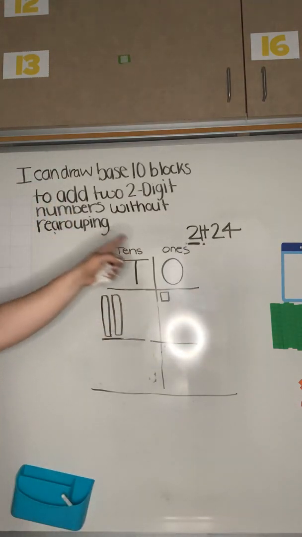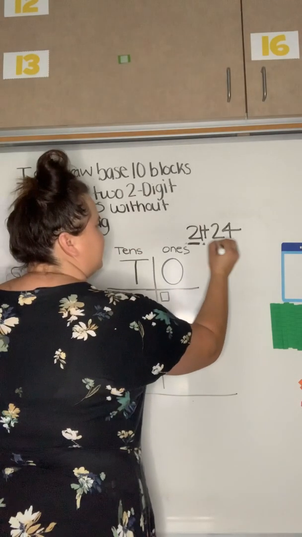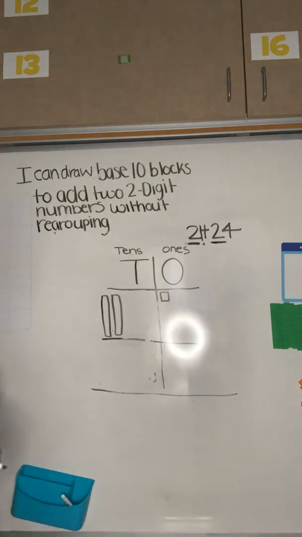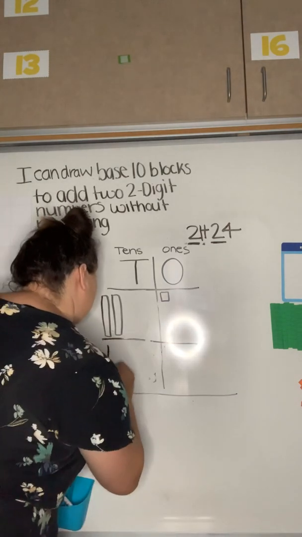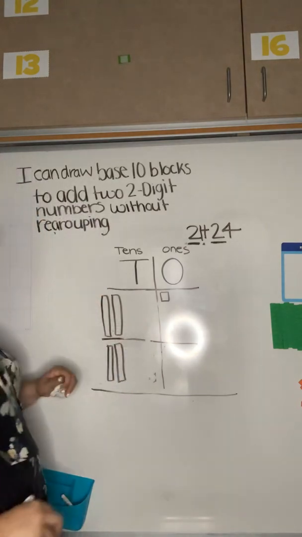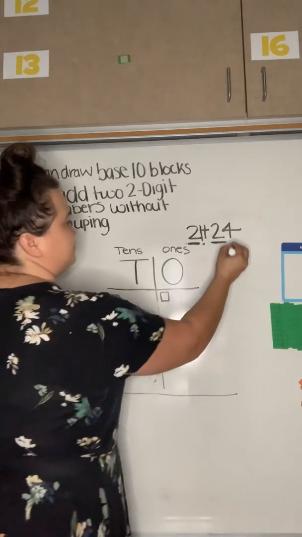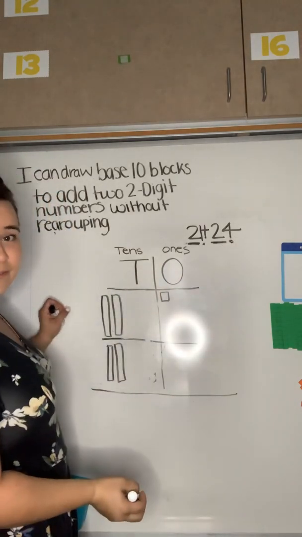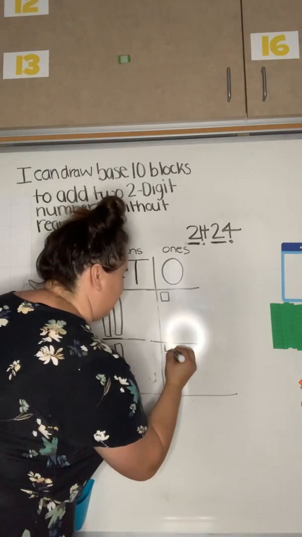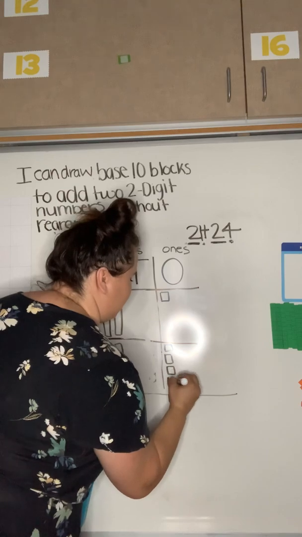Now we're going to look at the number 24. How many tens are in the number 24? 2, so we're going to draw 2 10 rods. And then how many ones are in the number 24? 4, excellent job. 1, 2, 3, 4.